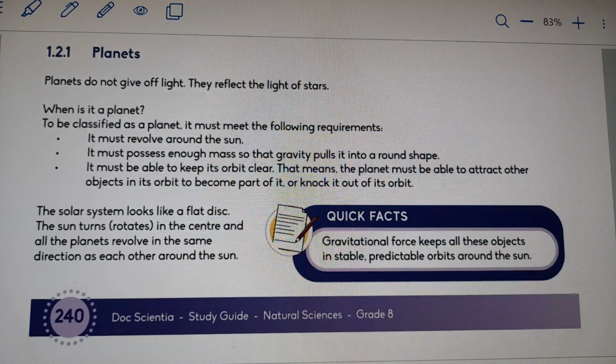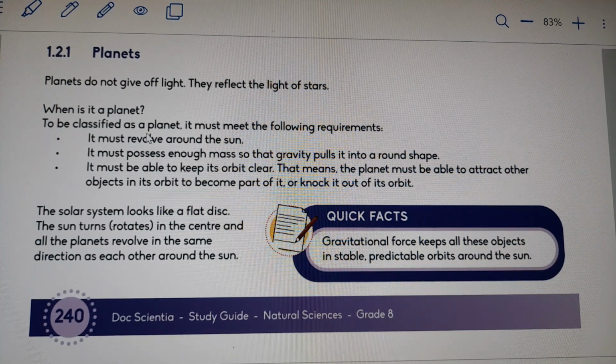We are starting with our planets. Planets do not give off light, okay? They reflect the light of stars. You remember when we were learning reflection and luminous objects. So the planets are non-luminous because they don't give off light. They just reflect the light of the stars. When is it a planet?